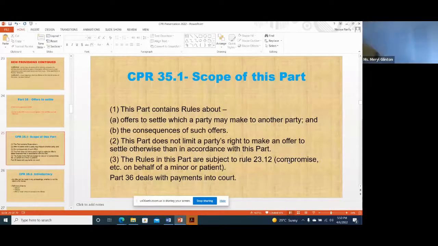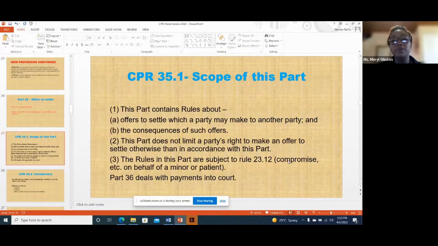Moving on to 35.1, the limitation within 35.1 expressly carves out and refers you back to 23.12. And that provision is specific to compromises on behalf of minors and patients. So in reading this part, if your client or the person to whom you might be making an offer is a minor or a patient, you are going to want to look at 23.12 before you even come here, because it sets out some special provisions for that.